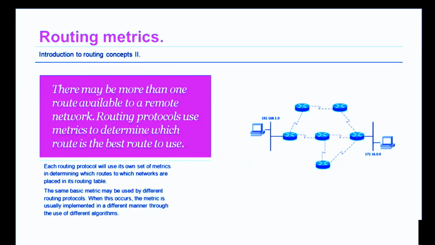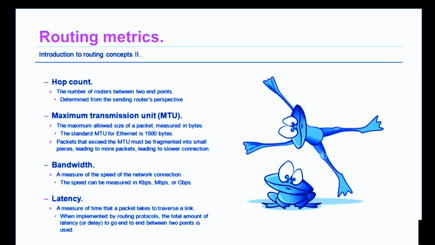It is quite common for there to be more than one route available to a remote network. Routing protocols use metrics to determine which route is the best route to reach those remote networks. Each routing protocol will use its own set of metrics in determining which routes to which networks are placed in its routing table. The same basic metric may be used by different routing protocols, but when this occurs, the metric is usually implemented in a different manner through the use of different algorithms. The first metric that we're going to discuss is the hop count.